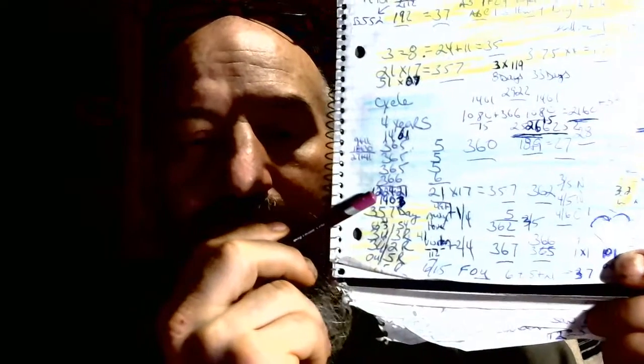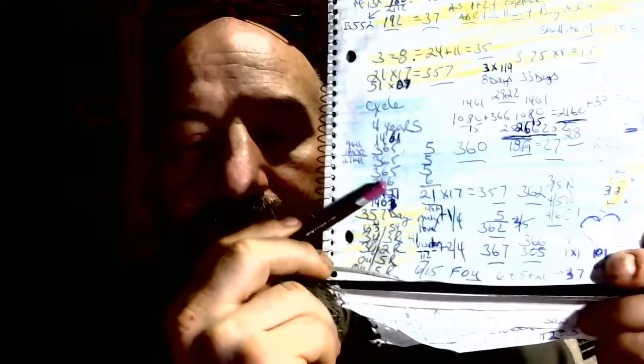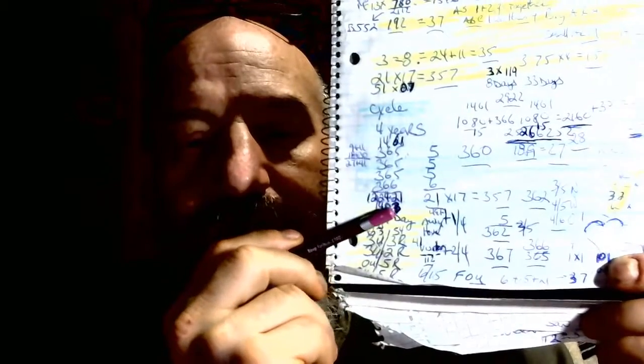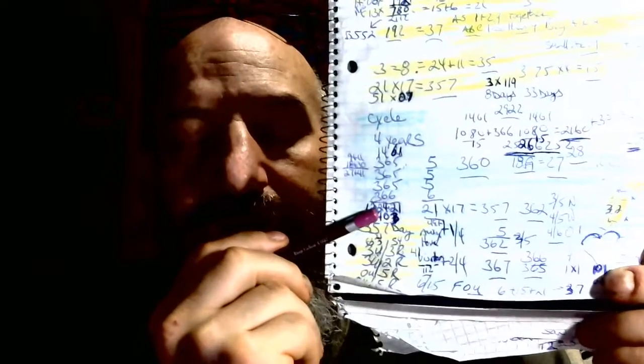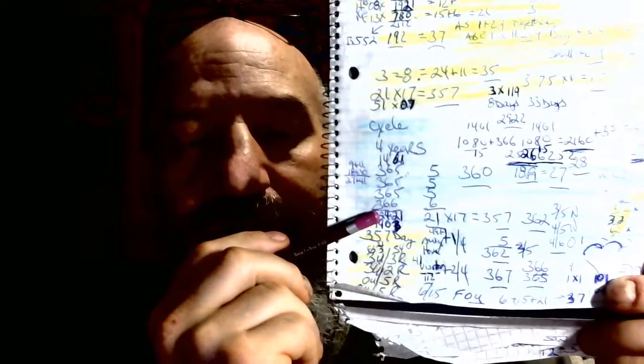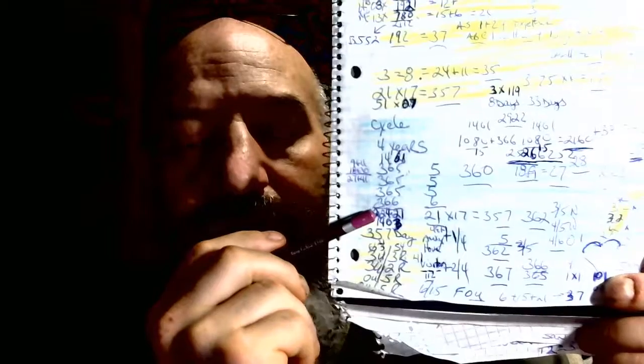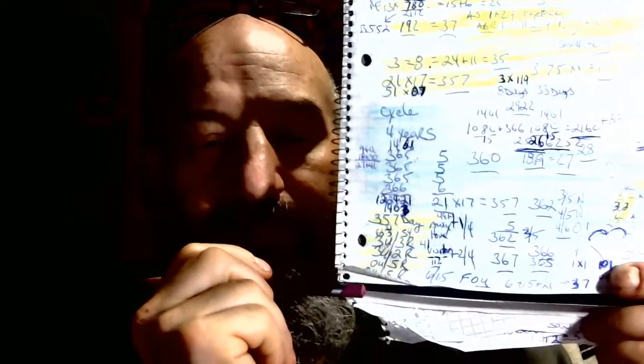3, 6, 9, 12. 6, 6, 6, 6, 24. 5, 5, 5, 6, 21. The cube, 12, 21. 3, 6, 3, creation. 6 times 3 is 18. 6 times 3 is 18. 6 plus 3 is 9. 27. 2 and 7 is 9.